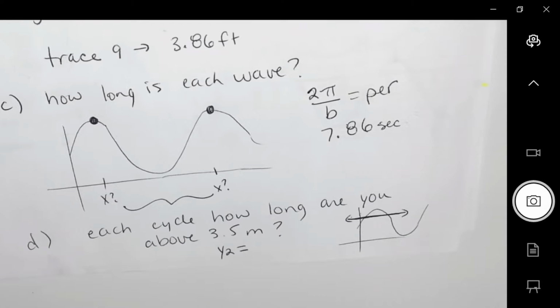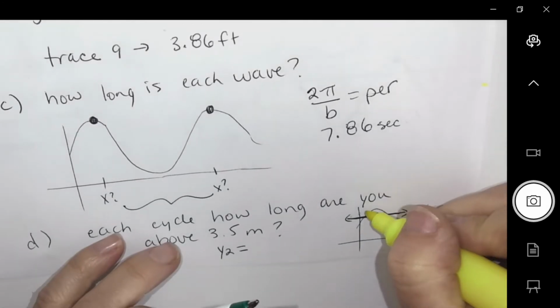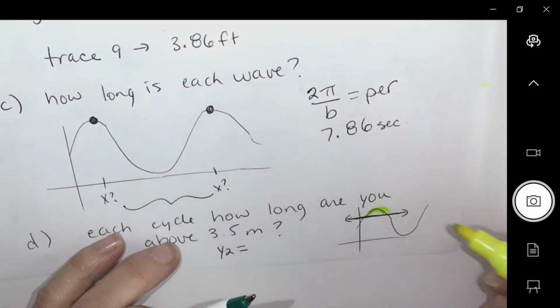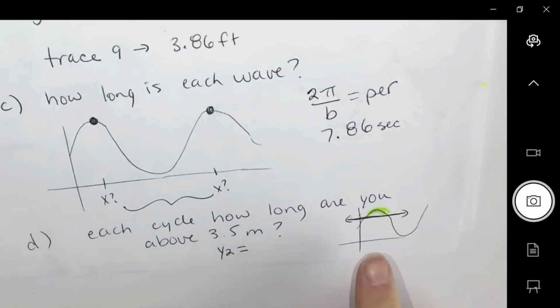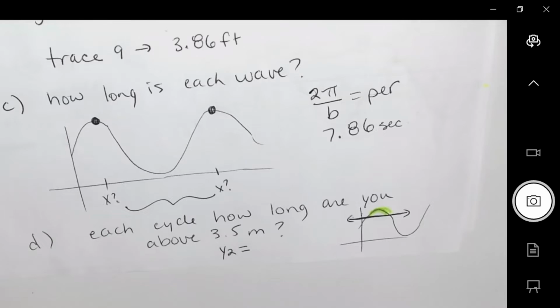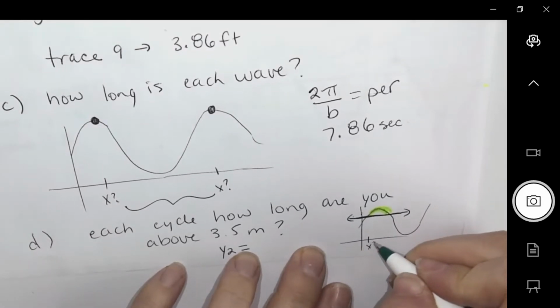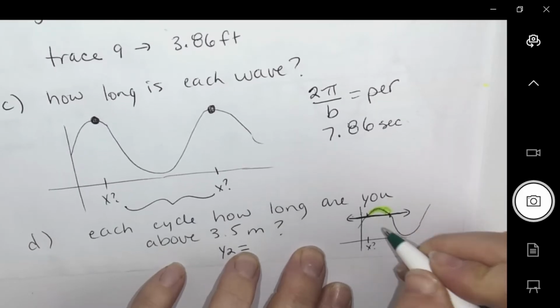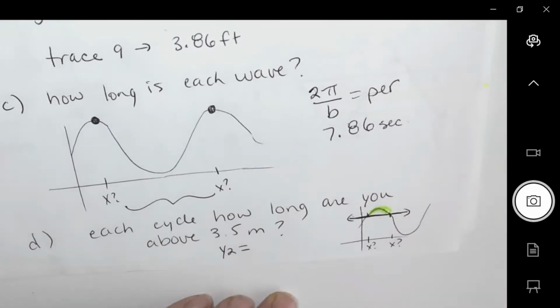So this right here, you can see that yellow highlighted. On this amount is when I'm above the 3.5. So what I'm going to do is I'm going to get the x value there and the x value there, and then I'm going to subtract those x values to say this is how much time I was in that zone for. Okay, so can you get me some intersections?